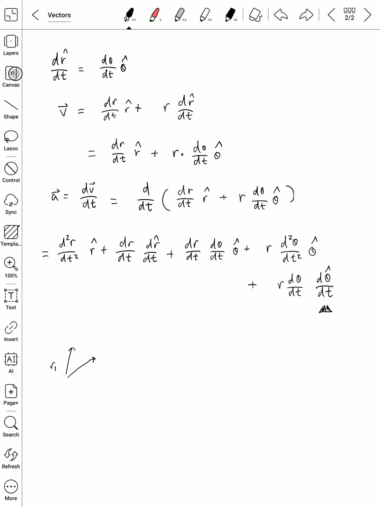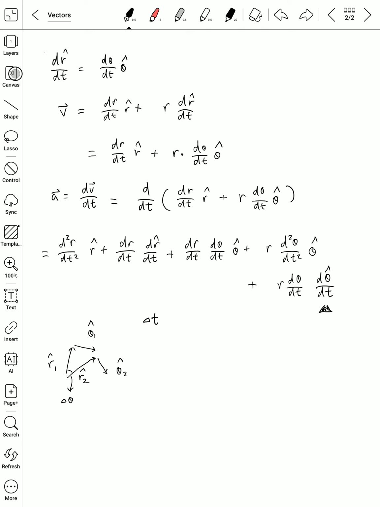So our initial unit position vector was r1 hat, and at that time, θ1 hat was this. But after an increment of Δt in time, r1 hat has changed into r2 hat, and θ hat has become θ2 hat. And again, this angle is Δθ.